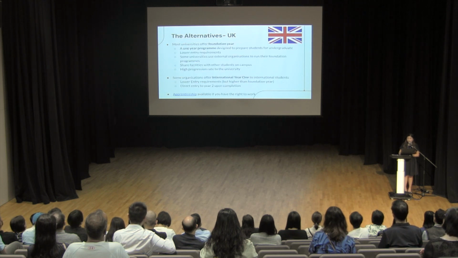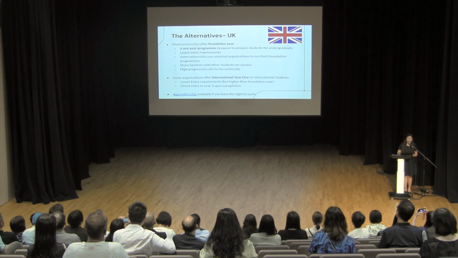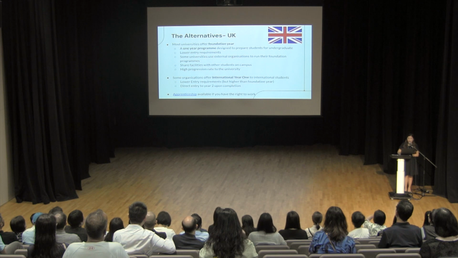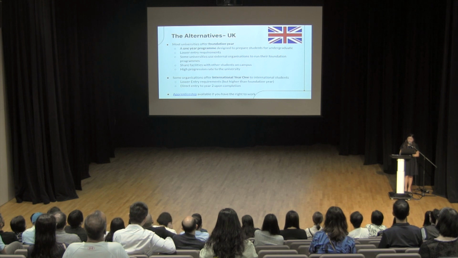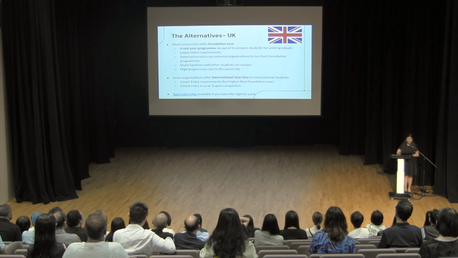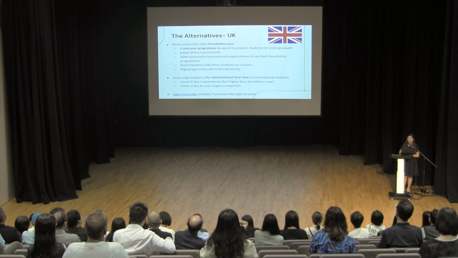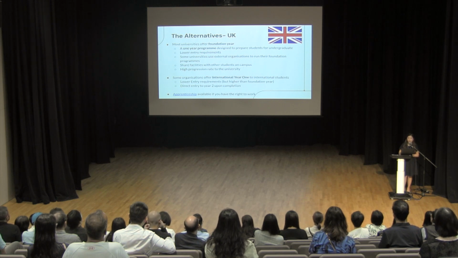There are also alternative programs, sometimes called pathway programs, to enter UK universities. Most universities offer something called a foundation year, which is a one-year program designed for students to bridge the gap between high school and undergraduate first year. Typically, they have lower entry requirements, and they sometimes use external organizations to run their foundation programs. Even though it's a foundation program, it's typically run on the same campus as the undergraduate and postgraduate students, and you'll be sharing the same facilities, including accommodation, libraries, canteen, etc. So you'll still be on campus, still experiencing campus life.